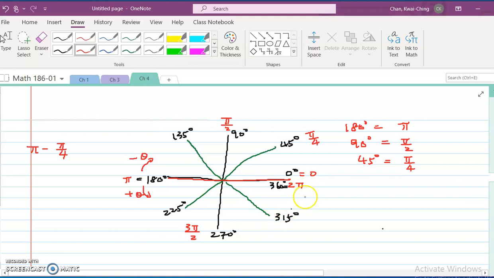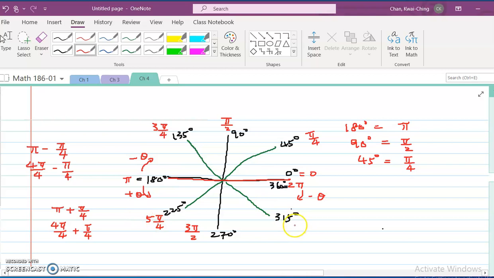And in this quadrant, I think of 2 pi minus an angle. Okay, so pi minus pi over 4 is 4 pi over 4, using a common denominator, minus 1 pi over 4. So that would be 3 pi over 4. And this one would be pi plus pi over 4. Again I use a common denominator, 4 pi over 4 plus pi over 4, 5 pi over 4, right?